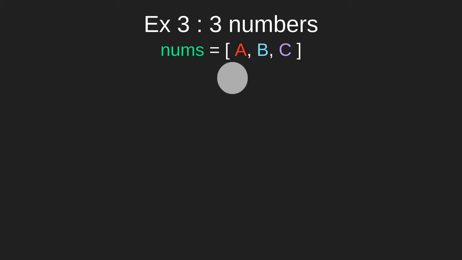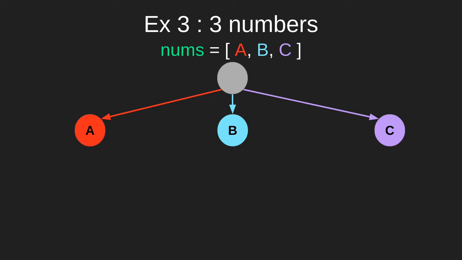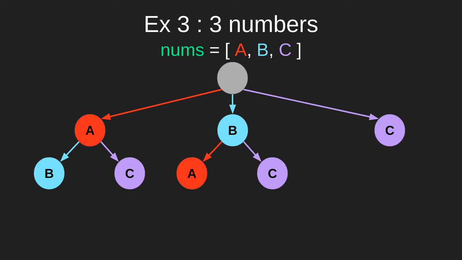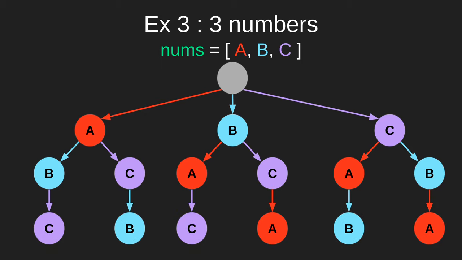Now, with three numbers, A, B, and C, we can start with A, or B, or C, and then we can continue. If we start the permutation with A, we can choose B or C. Then for B, it's B, A, or C. And finally for C, it's A or B. And then we only have one remaining element for each permutation.